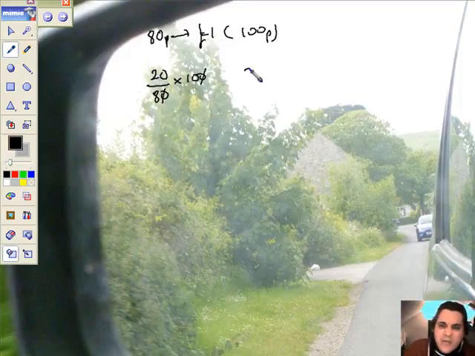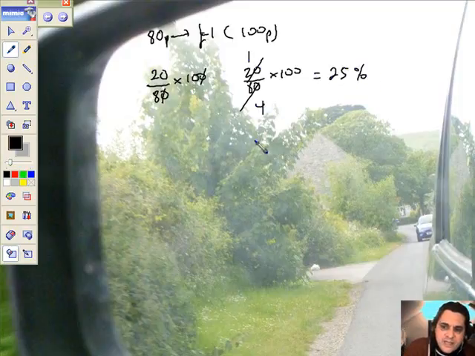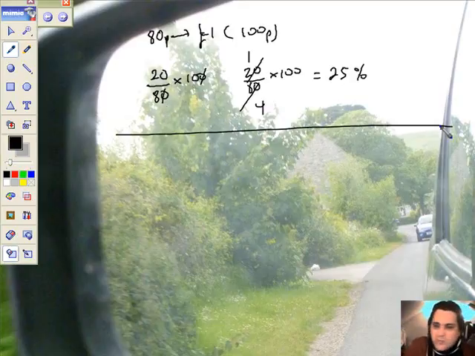In fact, let me just redo that one. I could go down that route, but I don't want to do that. 20 over 80 is basically a quarter. A quarter of 100 is a 25% increase. So halving down the 20 and the 4 would have been okay, but there's no point in doing that. I found an easier route just while I was thinking on my feet.